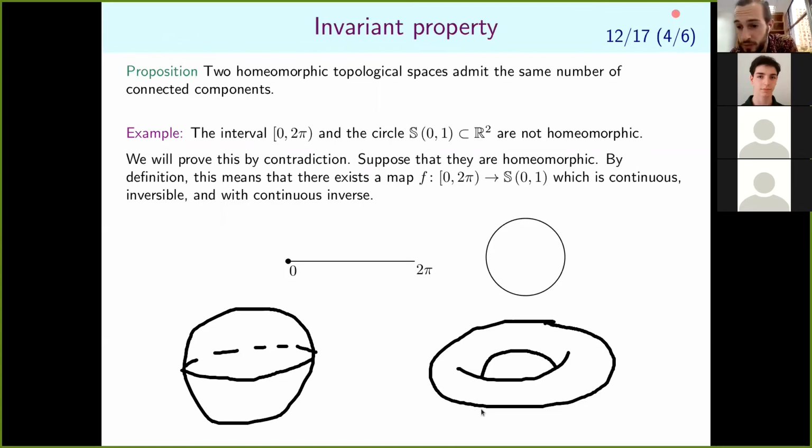Instead of removing a point, we will remove a circle on the torus. So this circle will become a circle also somewhere on the sphere. But now, the sphere without a circle has two pieces. It has two connected components. And the torus without a circle is a tube, a cylinder. It is still connected, still has one connected component.